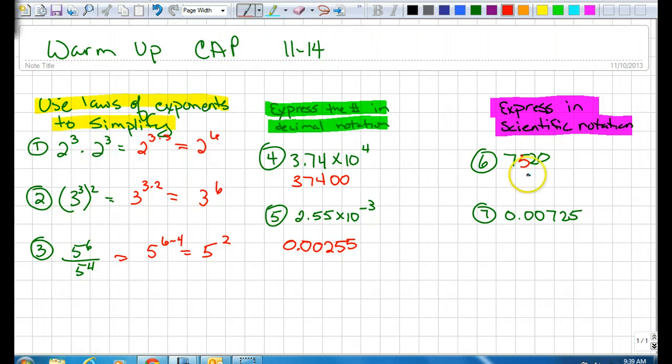Number 6, when you're writing it in scientific notation, you're always going to put your decimal behind your very first digit. So it would be 7.52 times 10, and you're going to count how many place values you have before where you put that decimal point. So it'll be 1, 2, 3 times 10 to the 3rd.